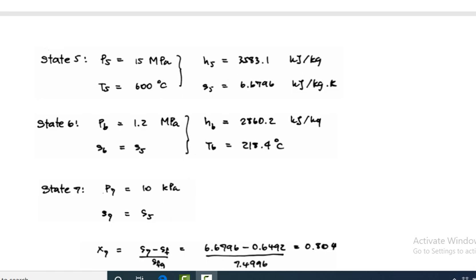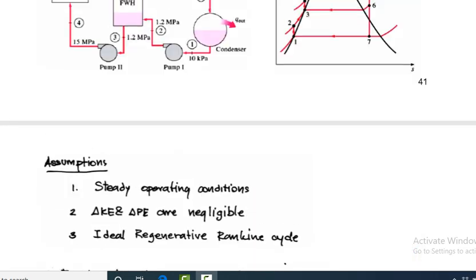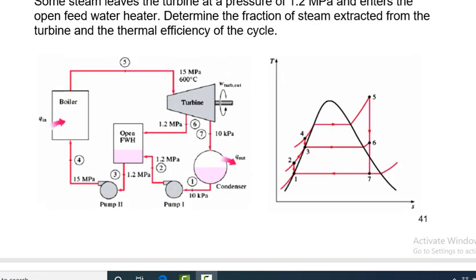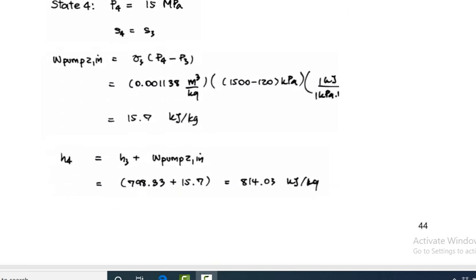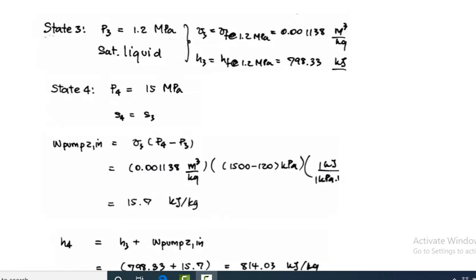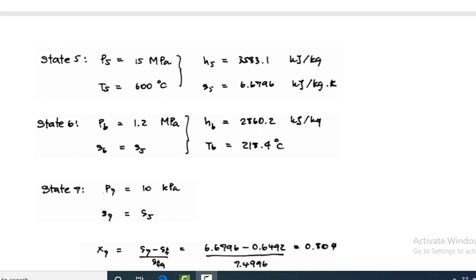Then go to state 6, the boiler pressure 1.2 megapascal, and S6 equals S5. Again S6 equals S5, just go to the TS diagram. S5 equals S6, there is a perpendicular line, which means the entropy is the same. Okay, then after getting this, with S6 and 1.2 megapascal, again go to the steam table, you have to find the values of Hb and Tb. You get the enthalpy at point b, that is 2860.2 kJ per kg, and you get the temperature 218.4 degrees Celsius.